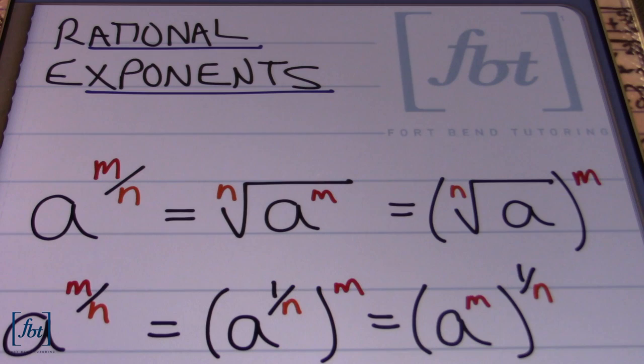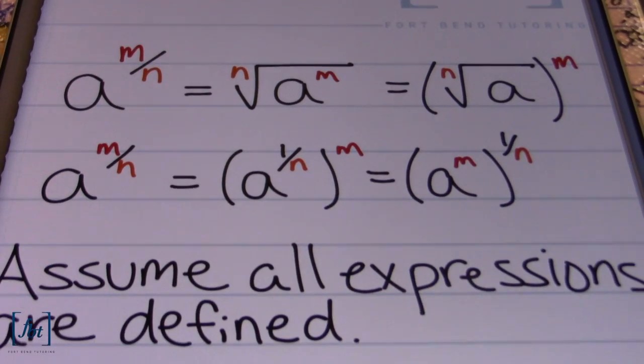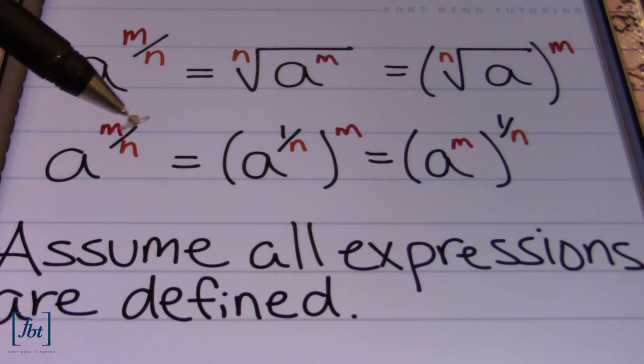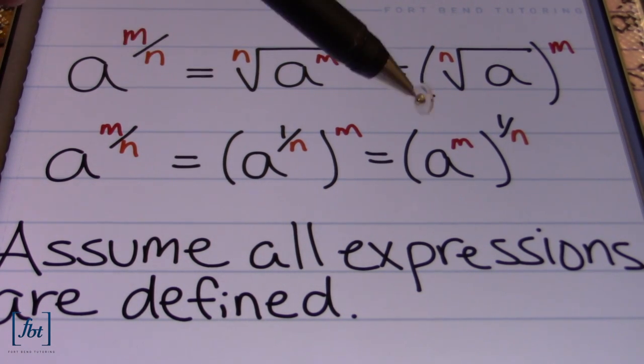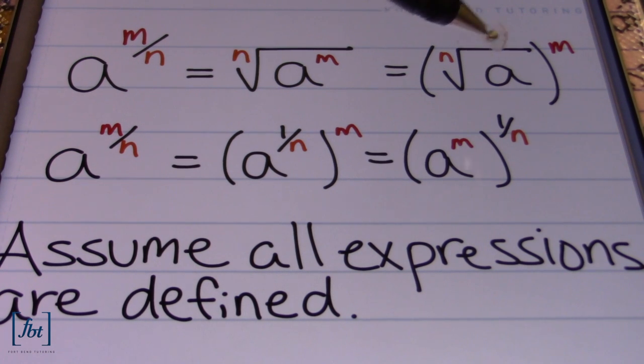In addition to that, we could go on to say having a to the m over n is equivalent to a to the 1 over n raised to the mth power, or a to the mth power raised to the 1 over n.